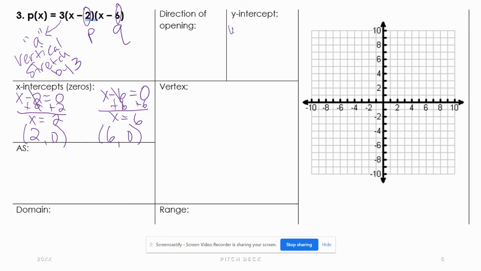Our y-intercept, plug in 0 for the x's now. 0 minus 2, 0 minus 6, and evaluate that. We end up with 3 times 12, which is 36. Ouch, that's a big one.